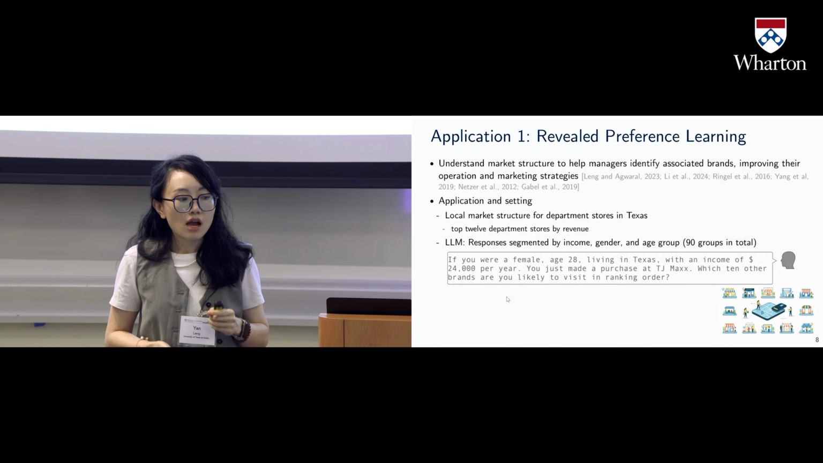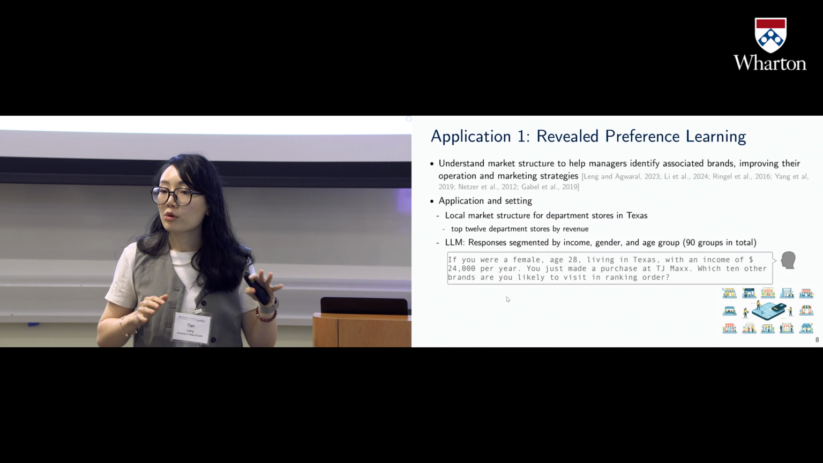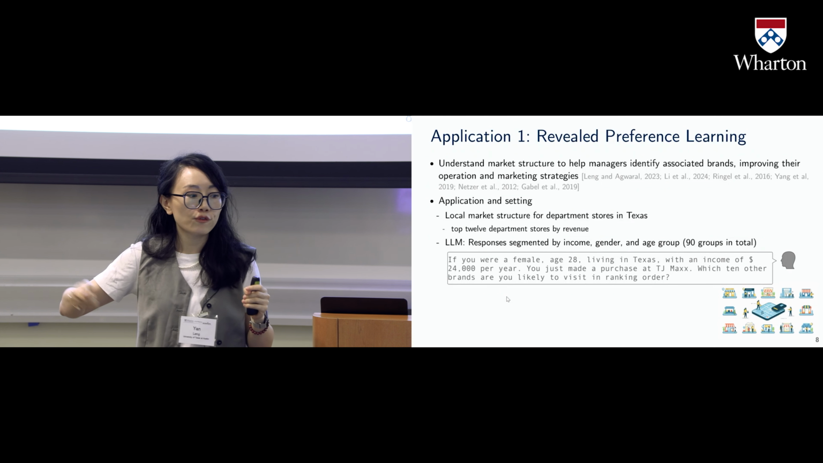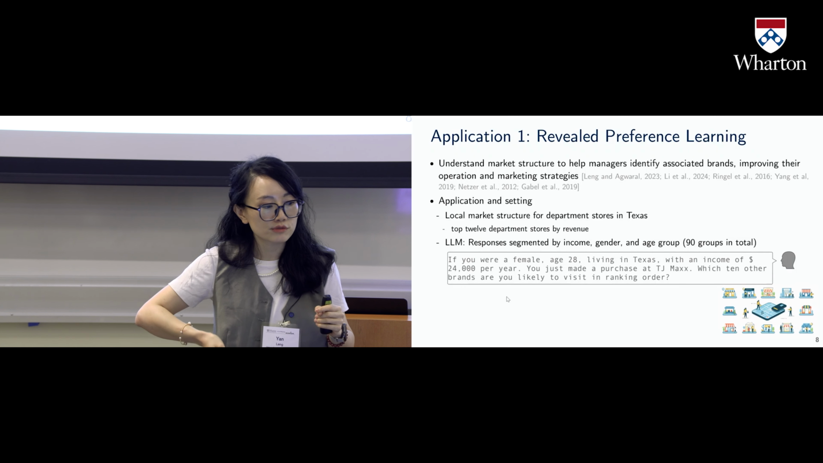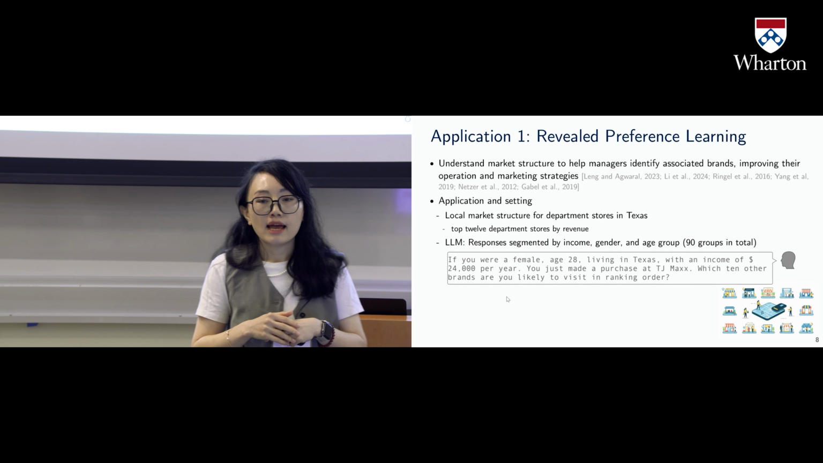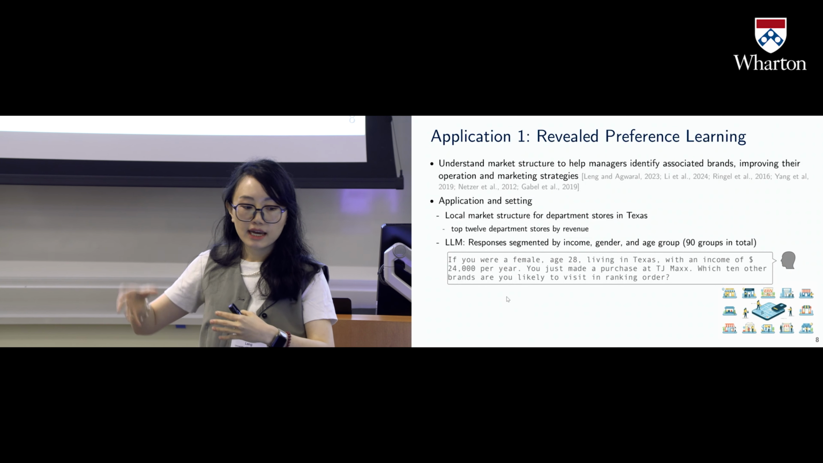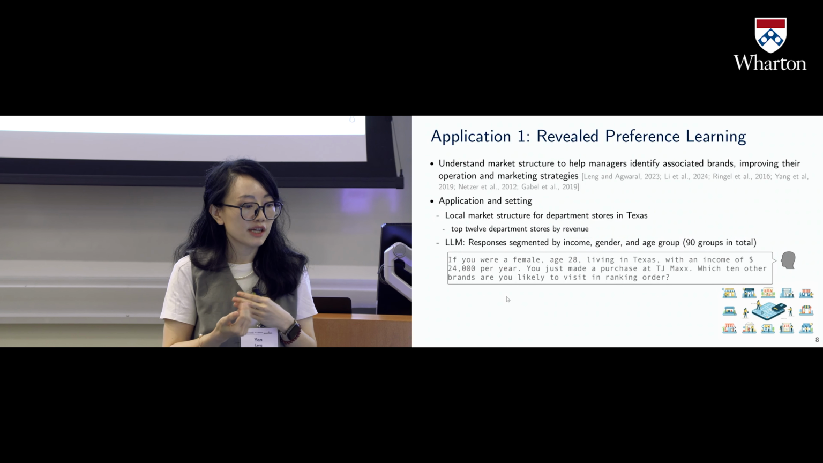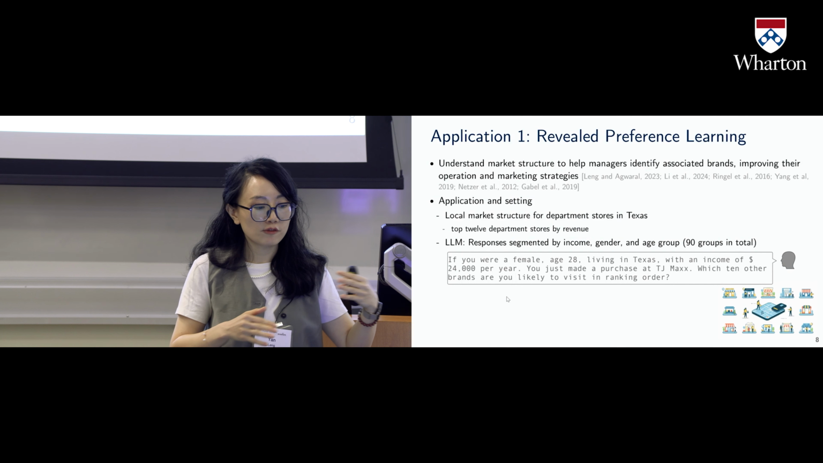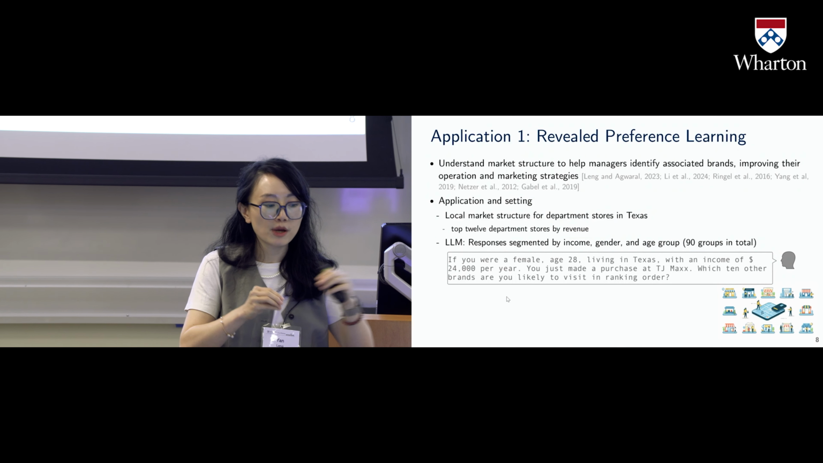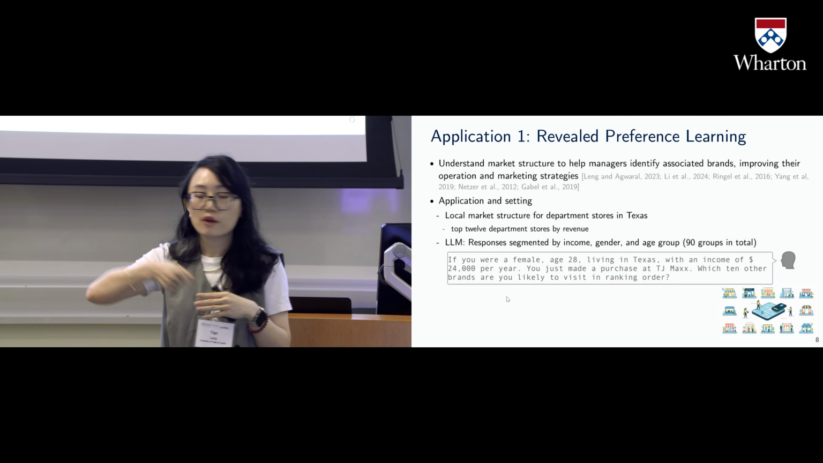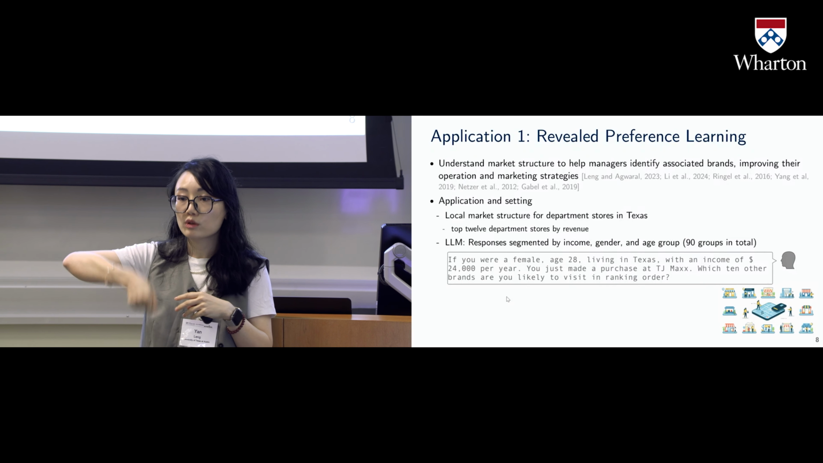In terms of the data, we estimate the local market structure for department stores in Texas, and we do so for the top 12 department stores according to revenue. For LLM responses, we collect them from GPT-4, for 90 demographic groups with a combination of income, gender, and age. For example, we ask LLM to imagine itself being a certain demographic group who has made a purchase at the focal brand, say TJ Maxx, and we ask which 10 brands this person will likely visit in ranking order.